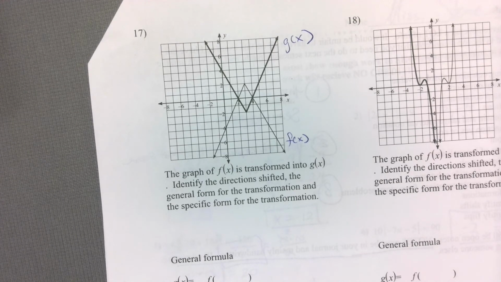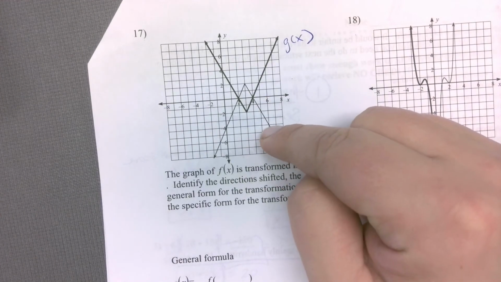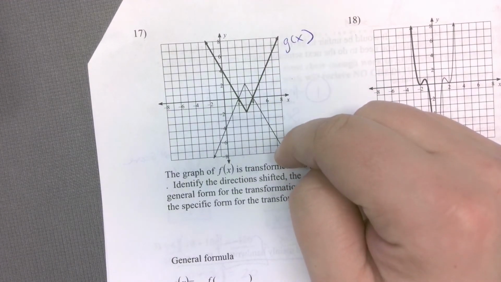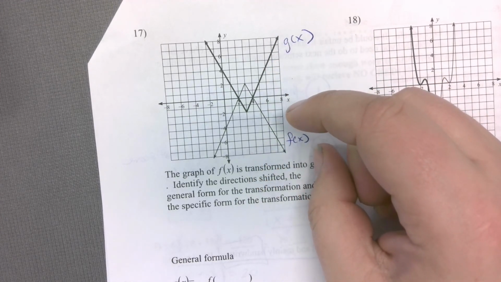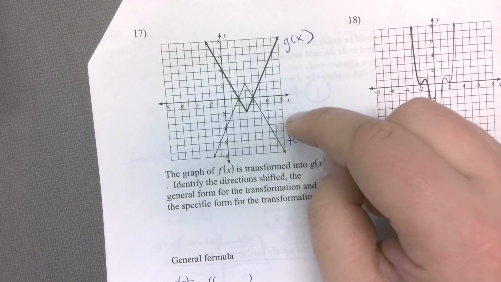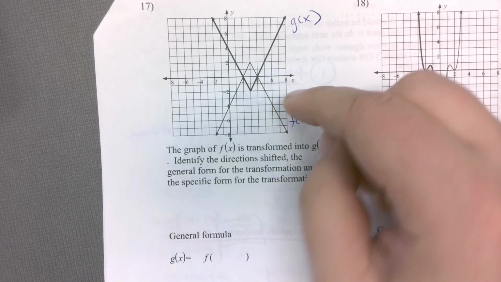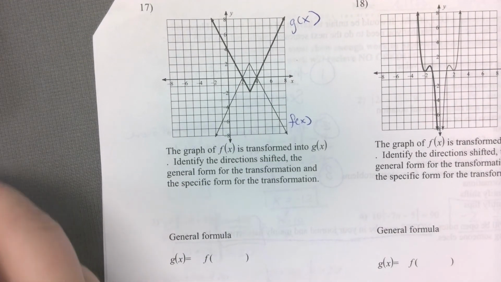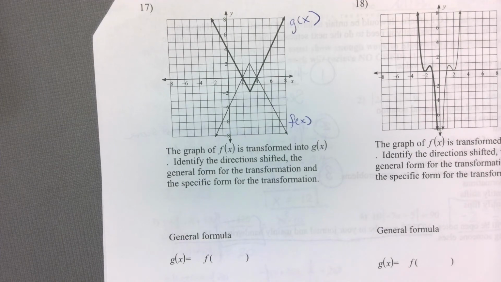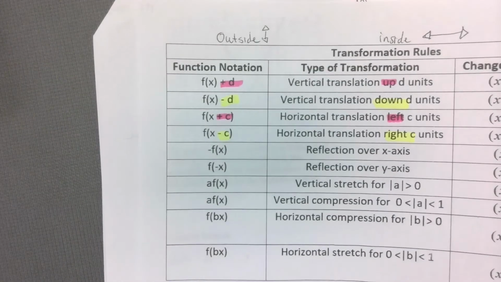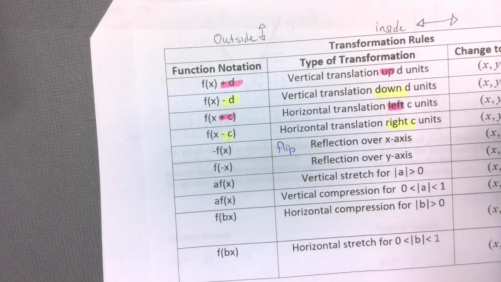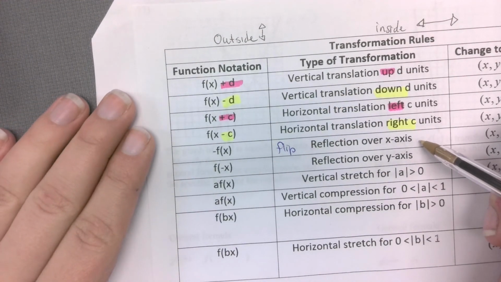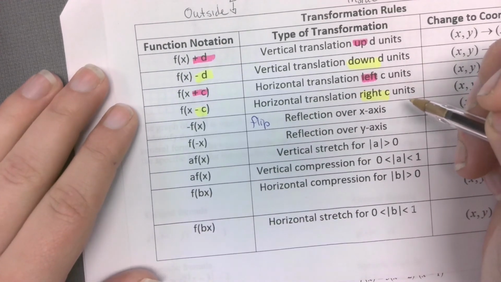They did intercept. If I was going to change this one into this one, what would I need to do with it? I heard it. Flip it. Flip it, guys. The math word for flip is reflection. So on this paper, I would write flip right here. And this flip is over the x-axis.